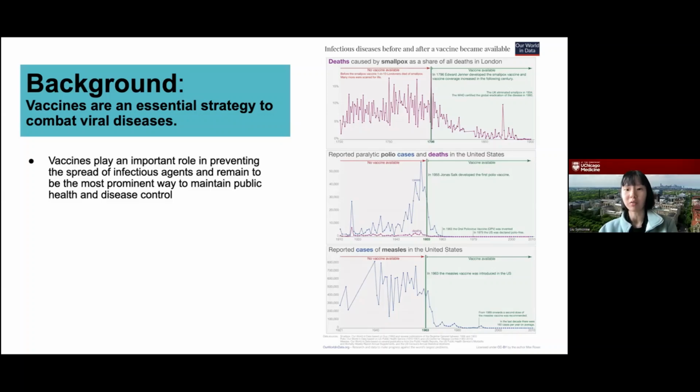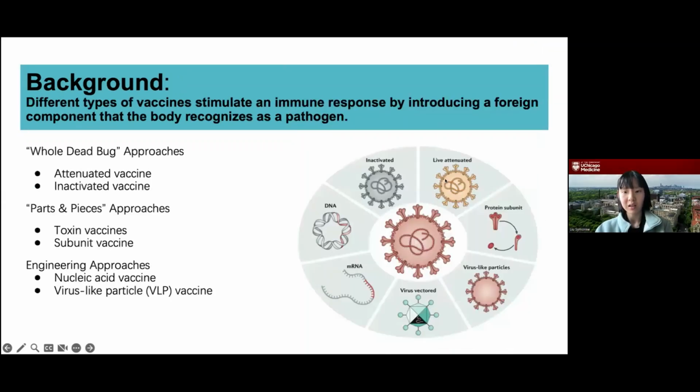So here I'm showing you on the right-hand side the number of deaths caused by different viruses before and after the introduction of vaccines. And you can clearly see that vaccines are our best workhorse to combat numerous infectious diseases, including smallpox, polio, and measles.